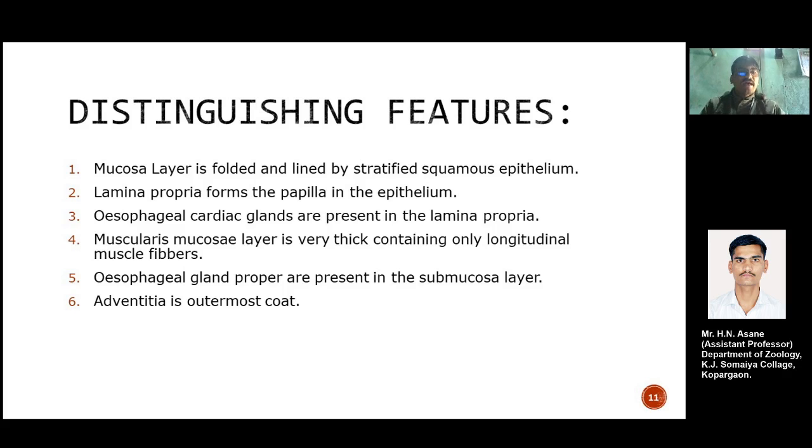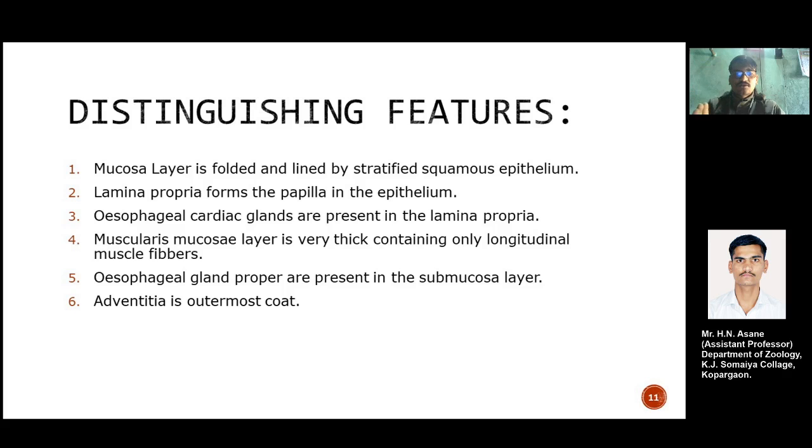Then the second is the lamina propria, which forms the papillae in the epithelium. The third peculiar characteristic is that esophageal cardiac glands are present in the lamina propria region. The fourth one, the muscularis mucosae layer, is very thick, containing only longitudinal muscle fibers. And the fifth peculiar characteristic is the esophageal glands proper, which are present in the submucosa layer.